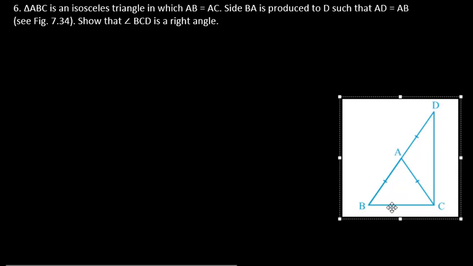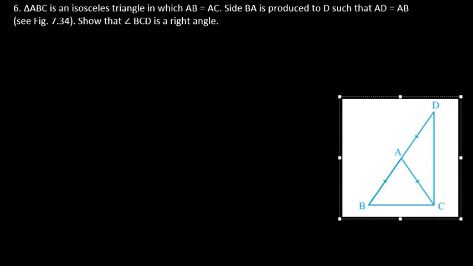Now here in 6th question, triangle ABC is an isosceles triangle. You can see this triangle ABC. This triangle ABC is an isosceles triangle in which AB is equal to AC. So side AB and AC, they are equal. See the diagram. Side BA is produced. Now we extend side BA. Side BA is produced to D. We have extended to point D such that AD is equal to AB. Now AD is equal to AB and AB equal to AC. So from diagram we can see that AB, AD and AC, all three sides are equal.